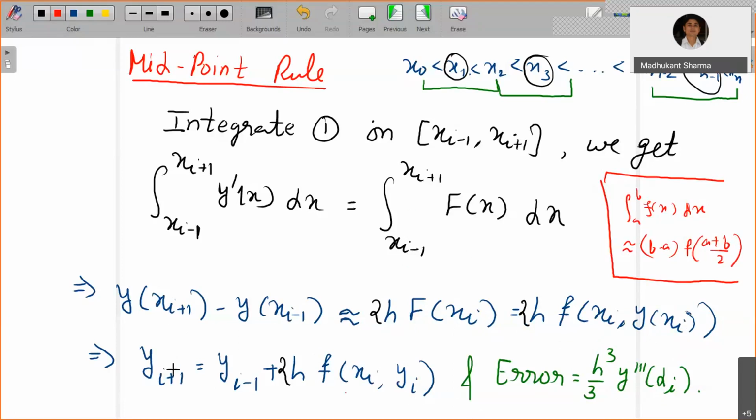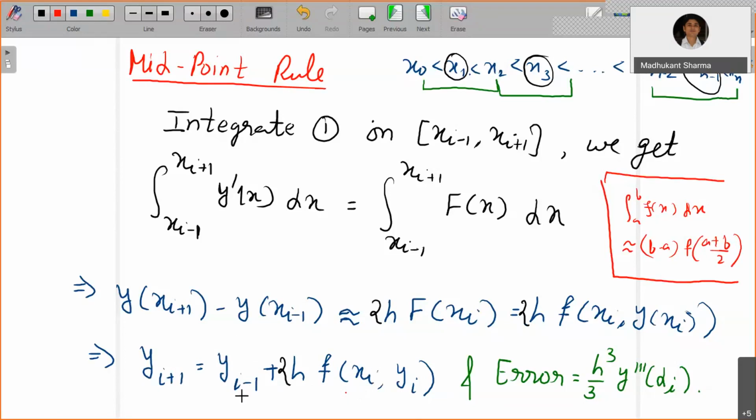We can't go for i equals 0 here. Why? Because for i equals 0, y1 equals y minus 1 plus 2h times f of x0, y0, and you don't know what y minus 1 is. So we start with i equals 1. For i equals 1, y2 is y0 plus 2h times f of x1, y1, so we have to accept the y1 value.